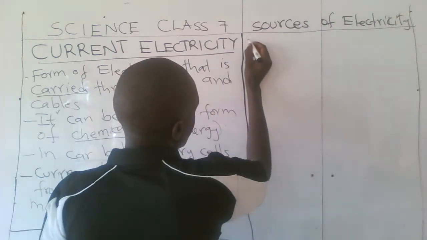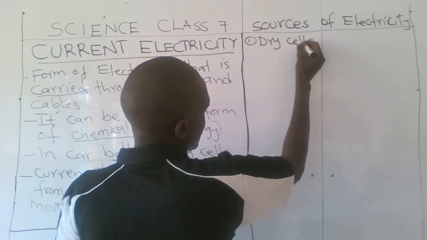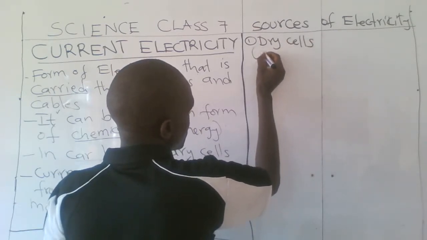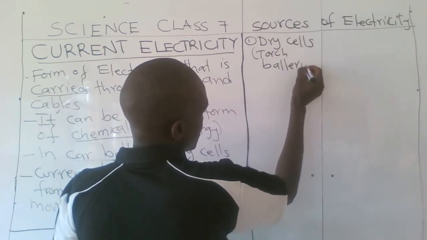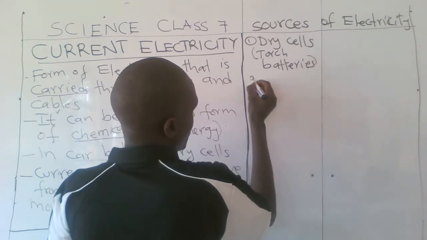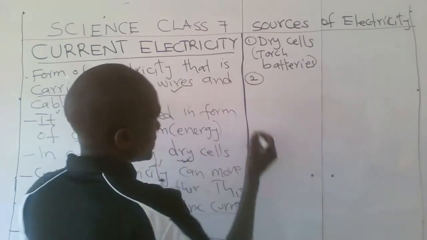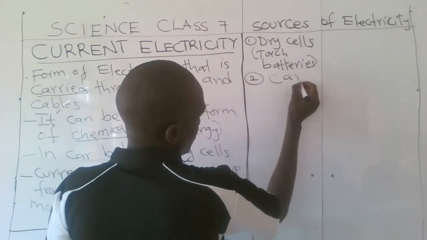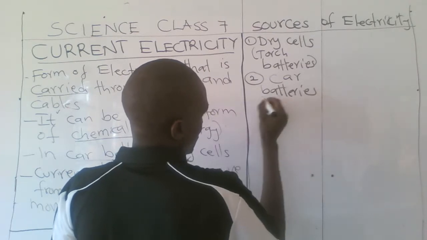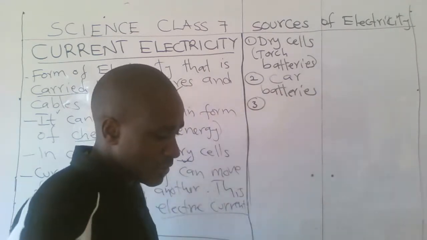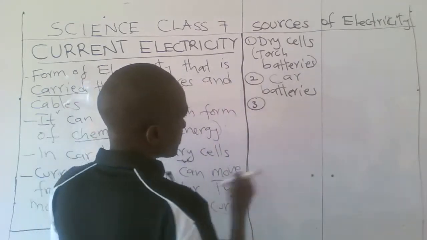For example, if we start with the first one, we have dry cells. Dry cells are the ones we also call torch batteries. Number two, we have car batteries. Number three, we have something called generators.